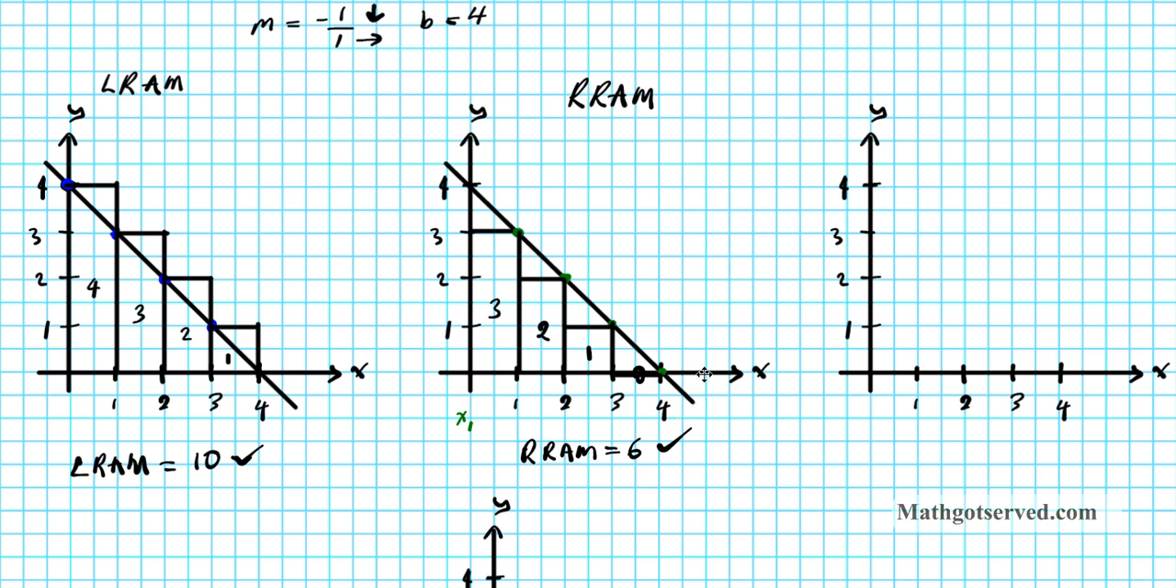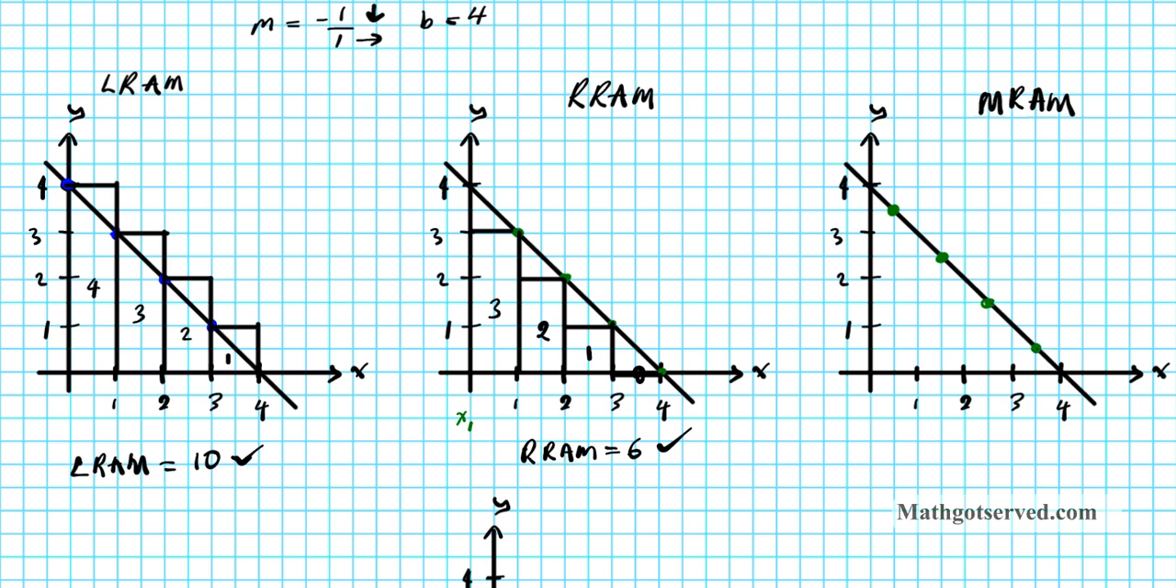Okay, all right, how about MRAM? How does that look graphically? Midpoint rectangle approximation. Well, let's sketch the graph again. We know what it looks like from 0 all the way to 4. Now, the midpoint of the x values determine the height of our rectangle. So this time we're going to look at the midpoint between x1 and x2, which resides right here. The midpoint between x2 and x3 is right here, and then the midpoint between x3 and x4, and then x4 and x5.